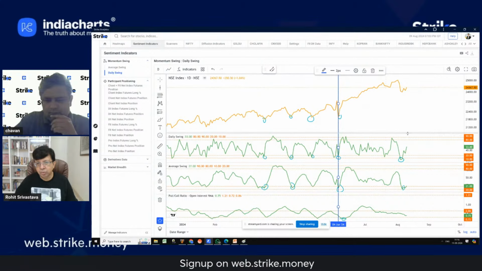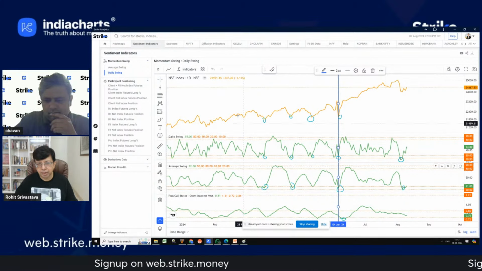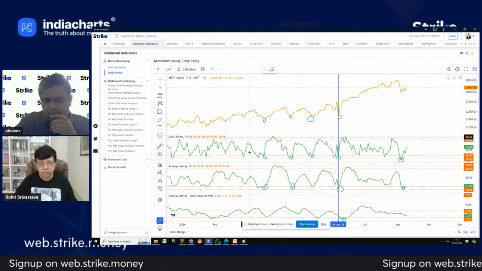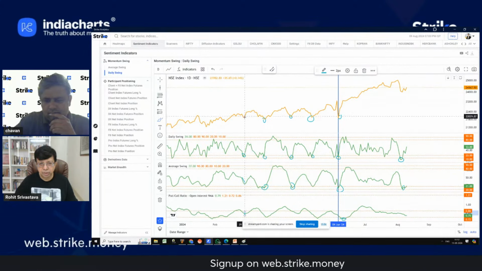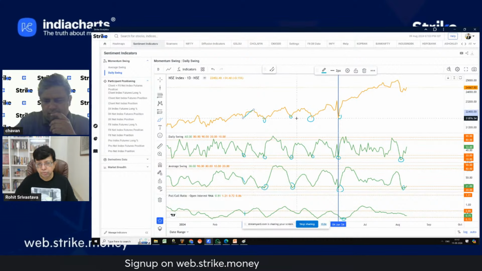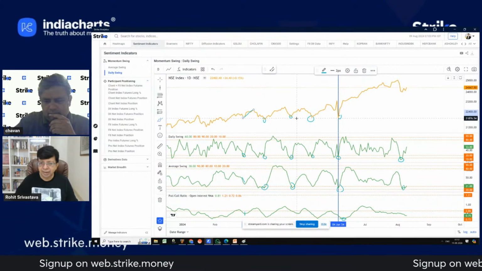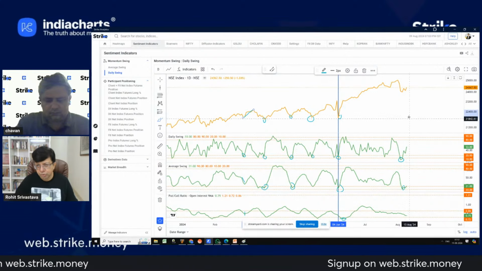Sometimes you don't get a combination. Even then, you do get a bottom. Like for example, over here. Okay, so you got this oversold reading. Not over here, not over here. You still got a bounce from here to here. So for those short-term moves, which are 5 days, 10 days, I would use these indications.